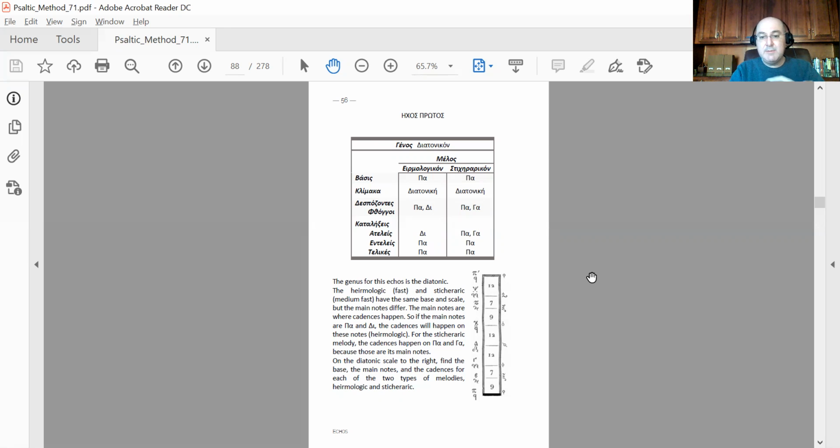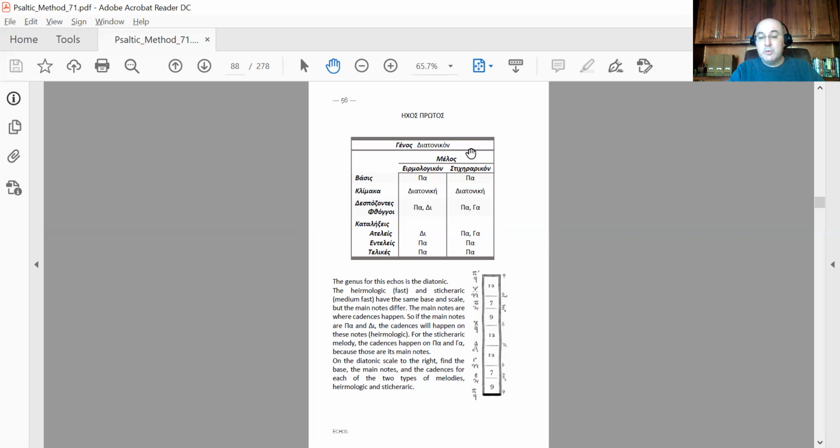For each of the hijos, we are going to have a table that shows the basis or the base, κλίμακα or scale, the κυρίαρχοι φθόγγοι or main notes, καταλήξεις, cadences, and we have three kinds of cadences: ατελείς, εντελείς, τελικές. We're going to explain what that means in a moment.